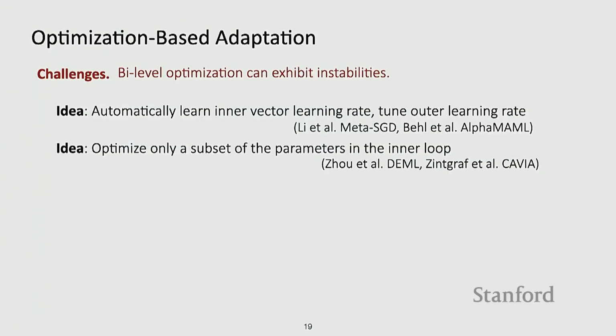There are also some approaches that optimize only a subset of the parameters in the inner loop. You could optimize just the last layer of the network, for example, or optimize some multiplicative factors on different layers.